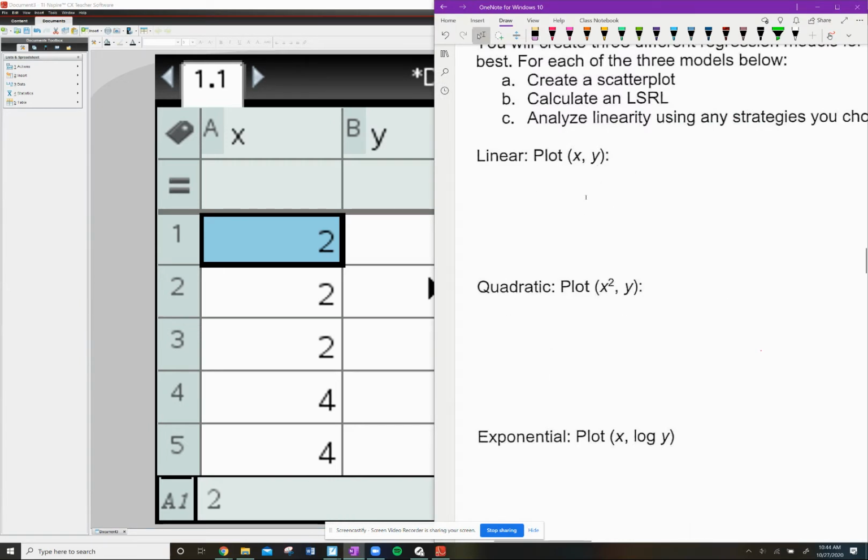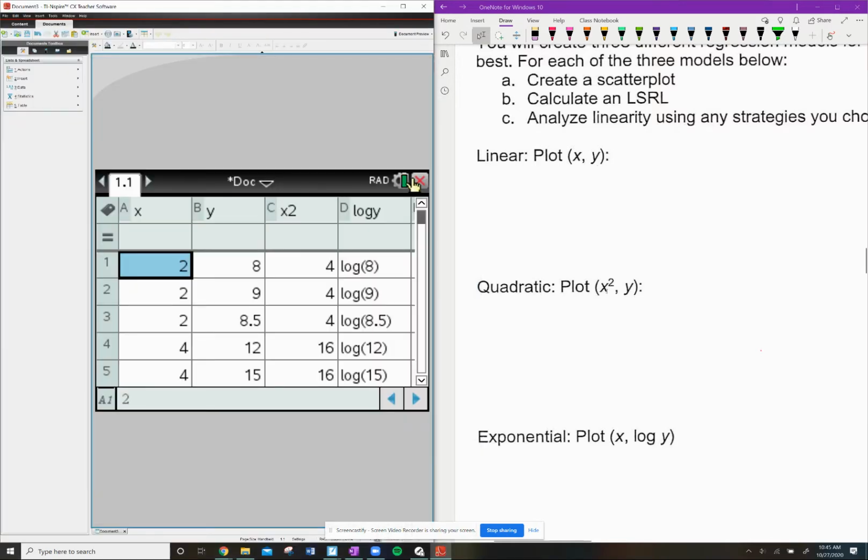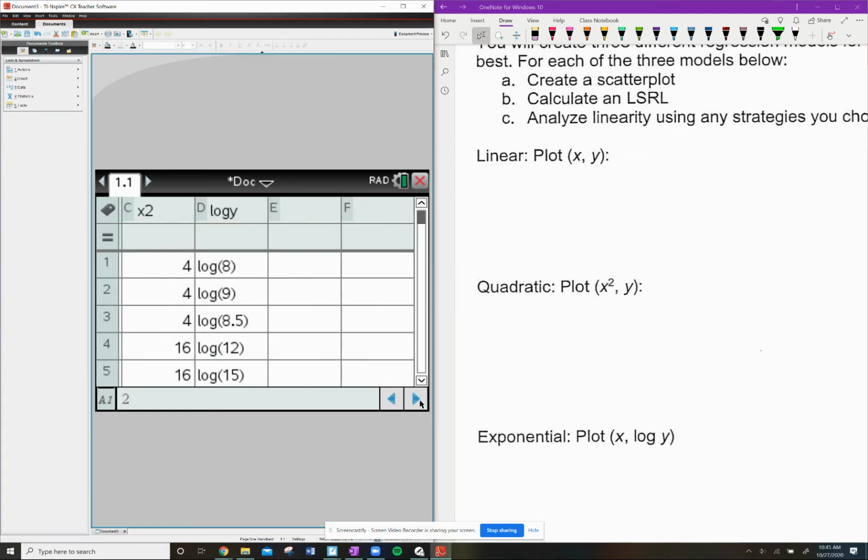So if you are looking at your notes, we have these three different plots we're supposed to make. The linear plot is what we've been doing with scatter plots, just X values, Y values. The next two use our X squared values and the log of Y. And to come up with the equation for these, we actually use the same system that we do with the linear plot. So I'm going to do my quadratic formula here first.